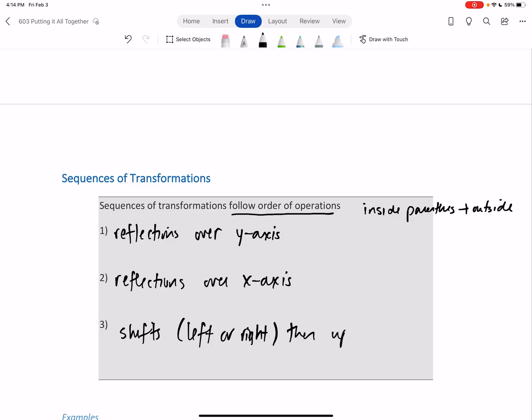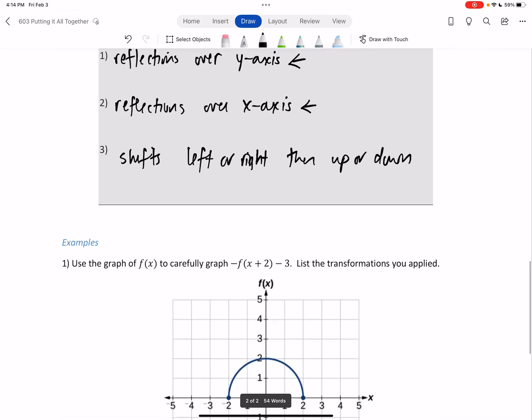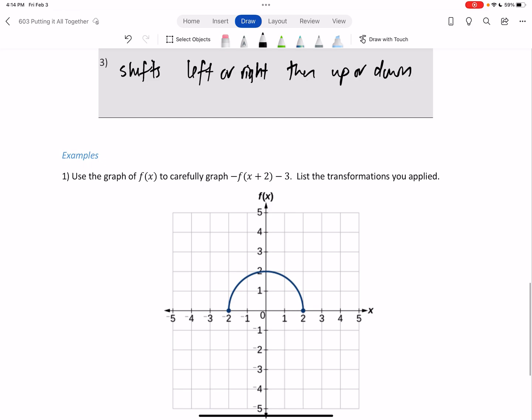Then up or down. So the last thing to happen are those up or down shifts, okay? Because they're at the very end, addition and subtraction. So all the multiplications come first, the inside parentheses come first, the outside parentheses comes after, and then the shifts come last.